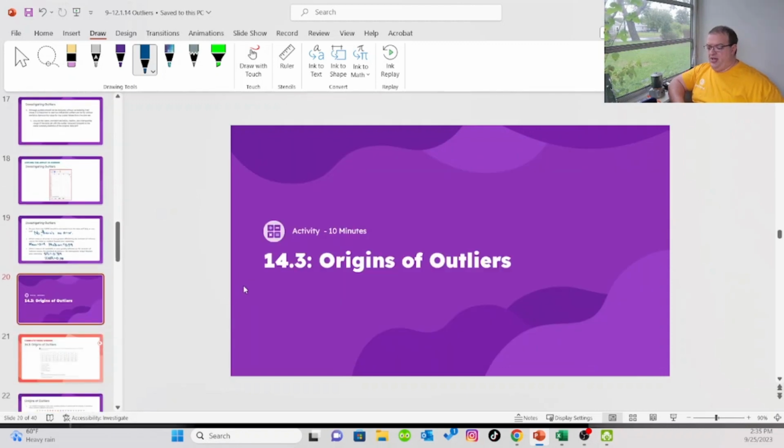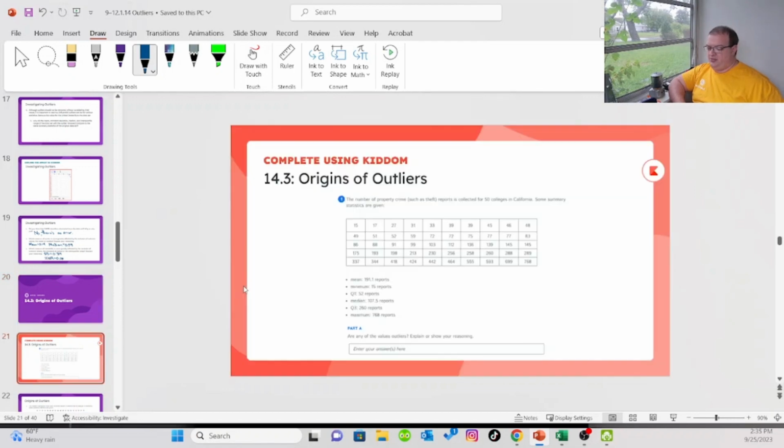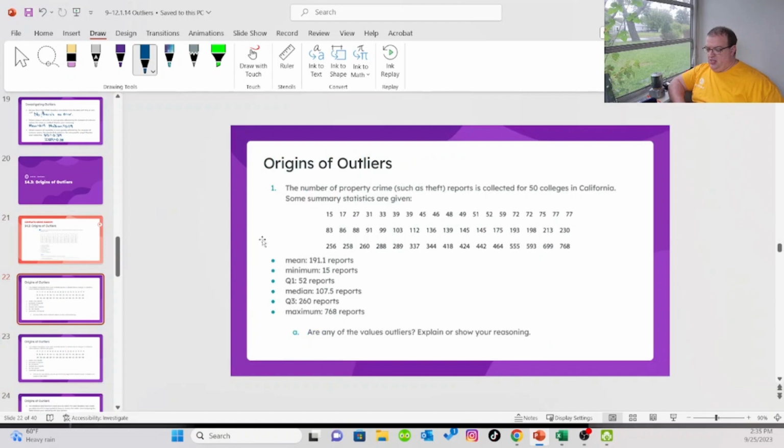So now we can look at our next activity. This one is titled Origins of Outliers. It says the number of property crimes, such as theft, reported is collected for 50 colleges in California, and some summary statistics are given. So they give us the mean and the 5-number summary, so we don't have to calculate those.